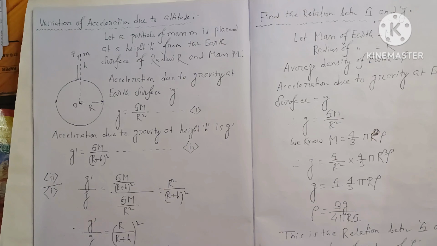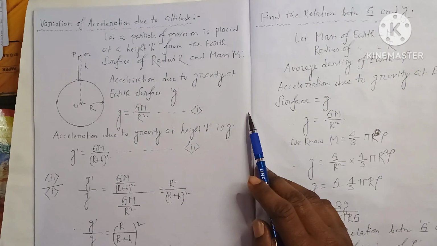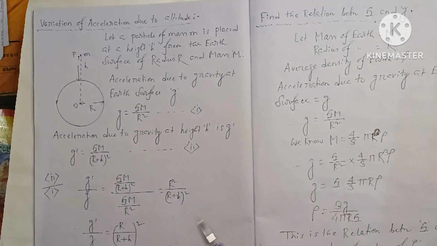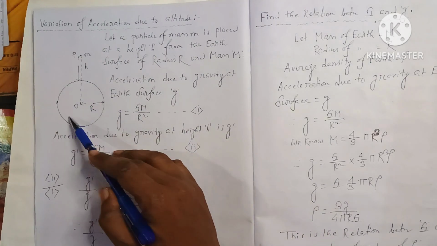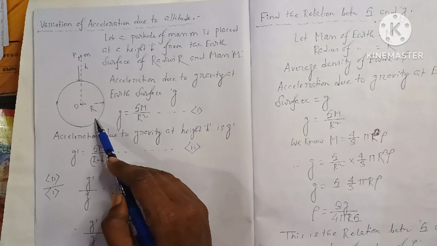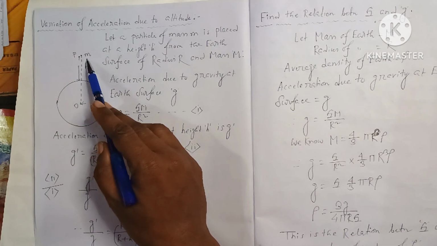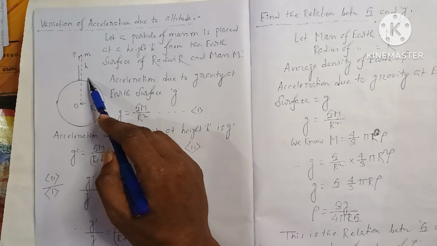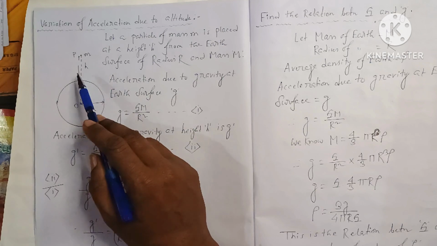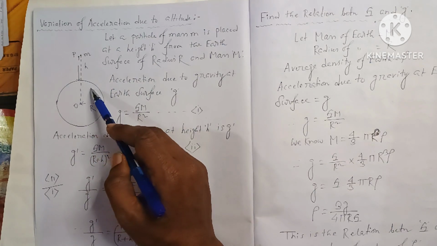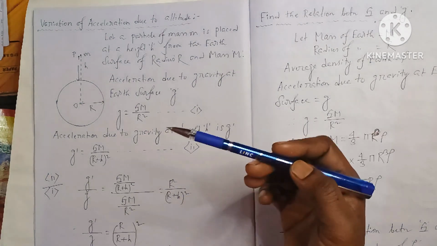Now come to the topic, that is variation of acceleration due to altitude. So we have to calculate this equation. So this is the Earth of radius r and mass M, and small m is the mass of the particle at height h. So the total distance is r plus h. We have to show that the acceleration due to gravity decreases with height.